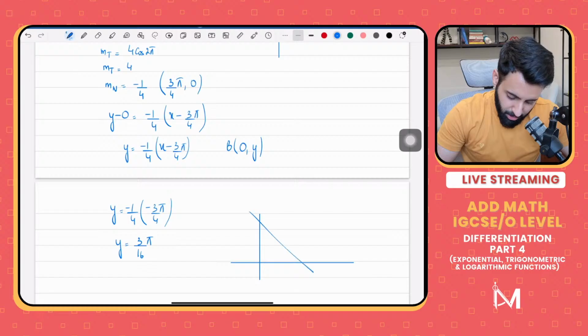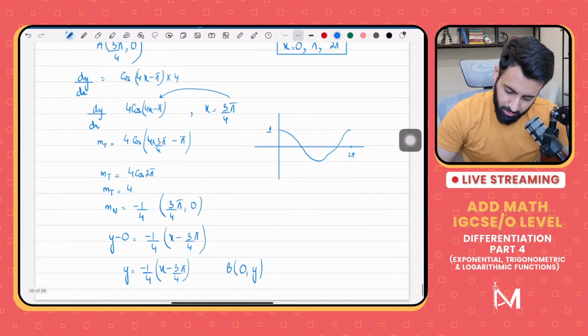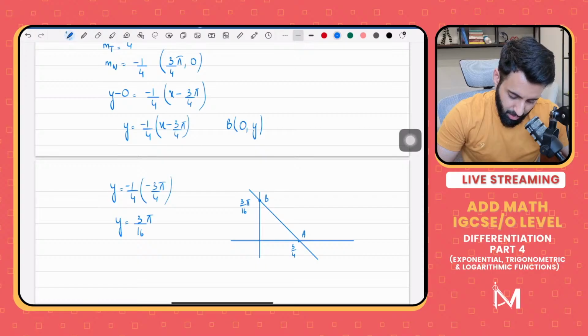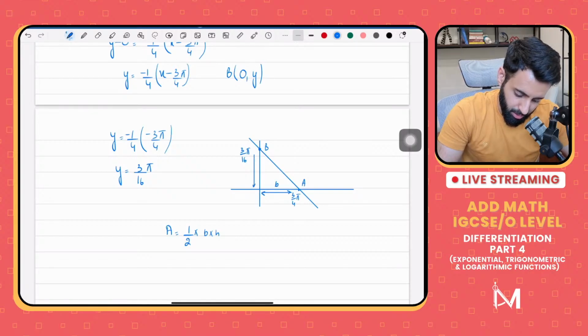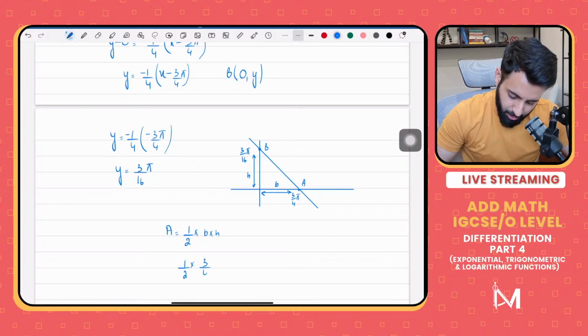Okay, now it's time to put everything together. So this is what the normal looks like. The coordinates of B are 0, 3 upon 16 pi. The coordinates of A are A comma 0, and A was 3 upon 4 pi. Now how will we find out the area? This is a triangle, that means area is equal to half into base into height. So this length can be the base and this length can be the height. So half into base, which means half into 3 upon 4 pi, into the height, which is equal to 3 upon 16 pi.